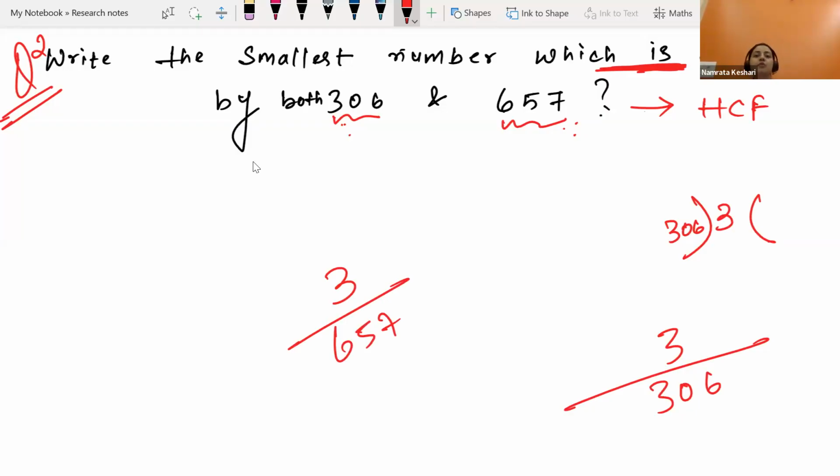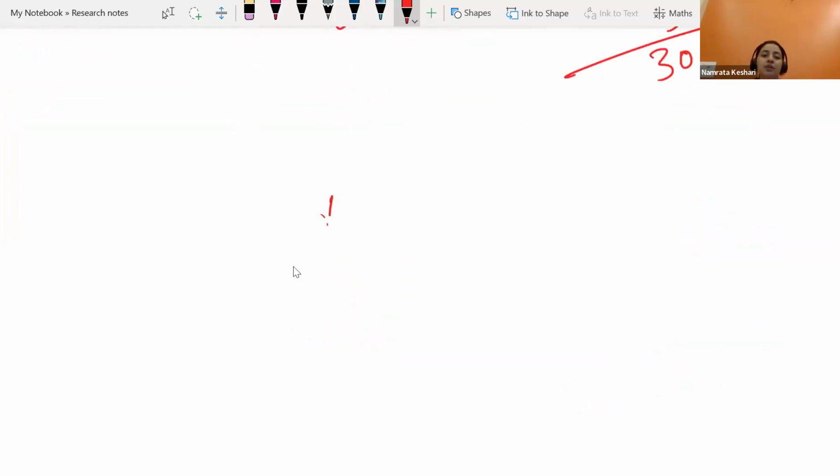So for the same type of question, there are two different scenarios which can come in the exam and you have to read the question very carefully. Here the question says write the smallest number which is divisible, forget about completely divisible, which is divisible by 306 and 657. While finding the least common multiple, what do we do? Least common multiple.